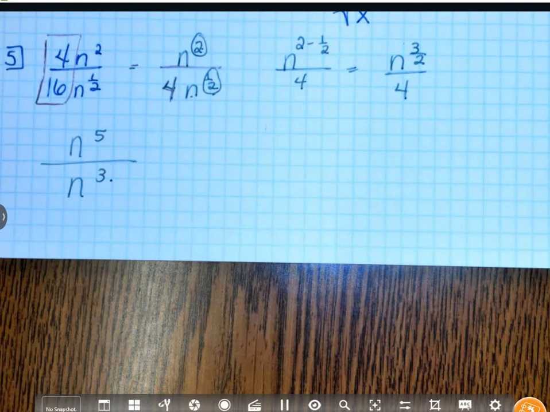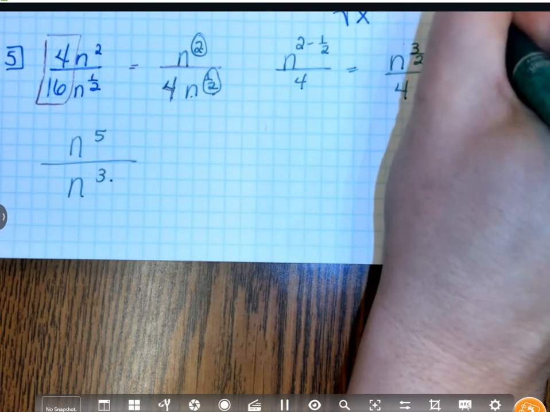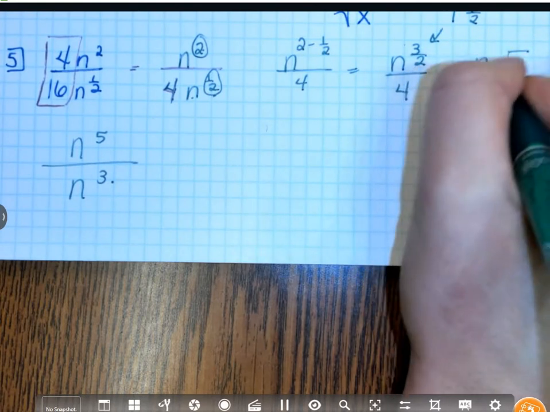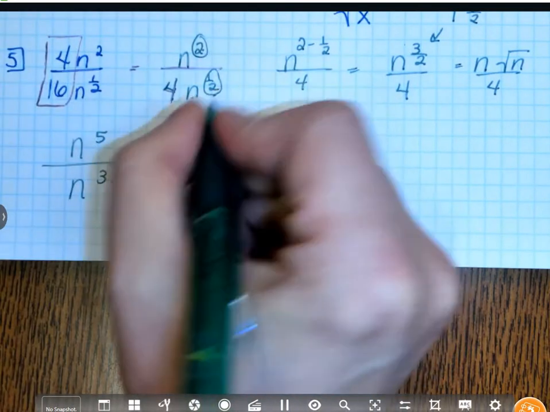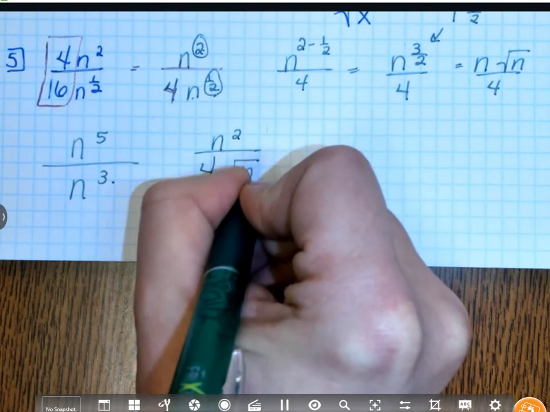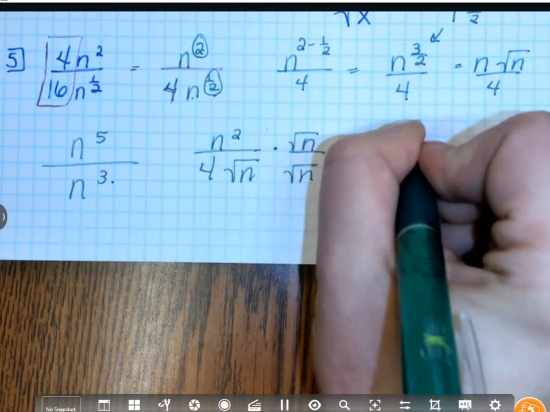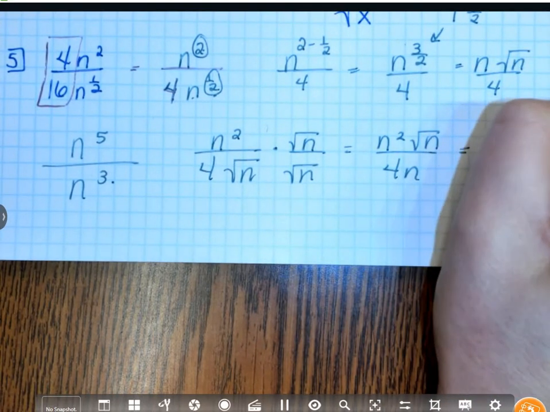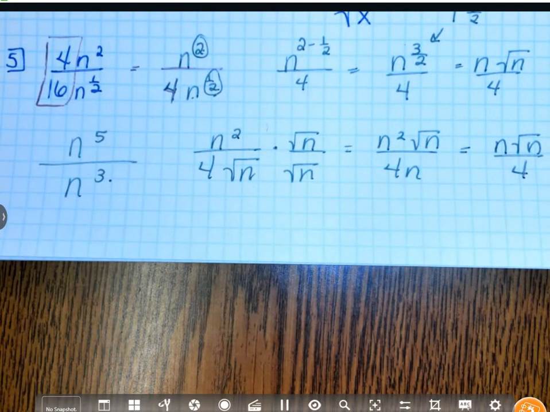Is everybody okay with what I've talked about so far? You can either write it like that, or 3/2 as a mixed number is 1.5, or you can say 2 goes into 3 once with 1 left over. All of those are equivalent. If you didn't like that, and you had the n squared over 4, n to the 1/2 is the square root of n, you could have rationalized and then simplified. It's the same thing.